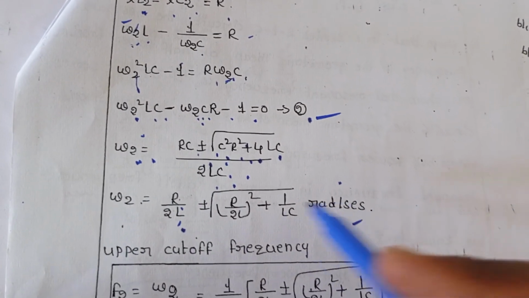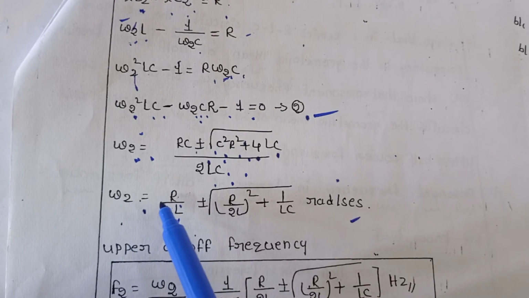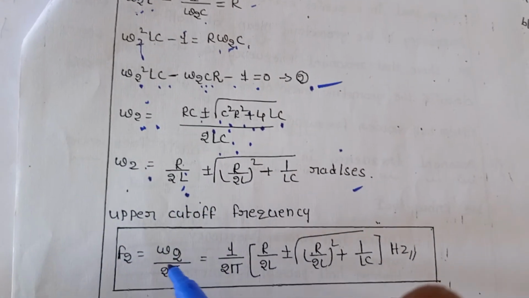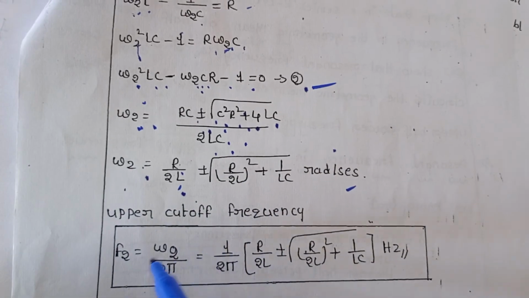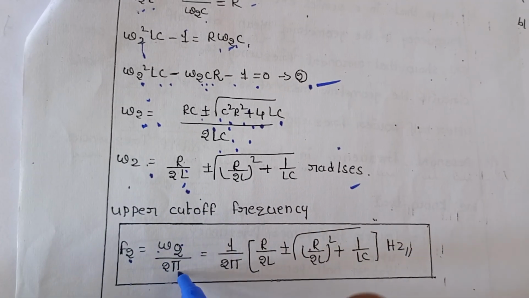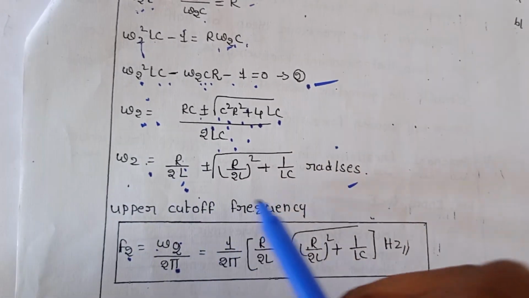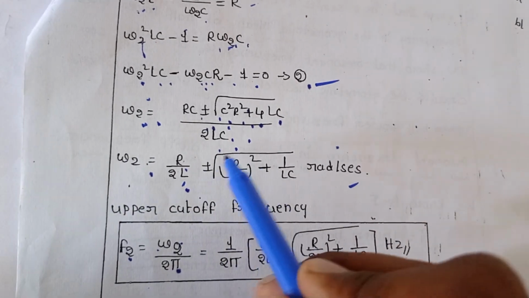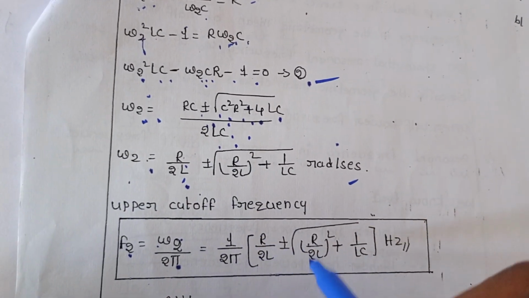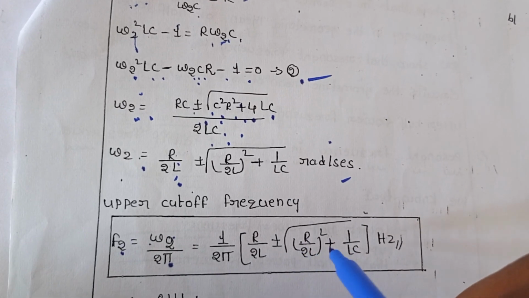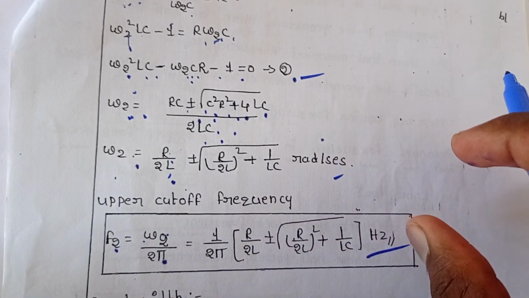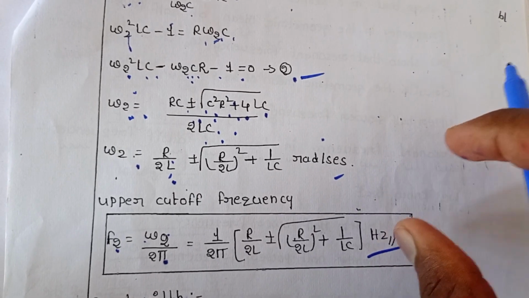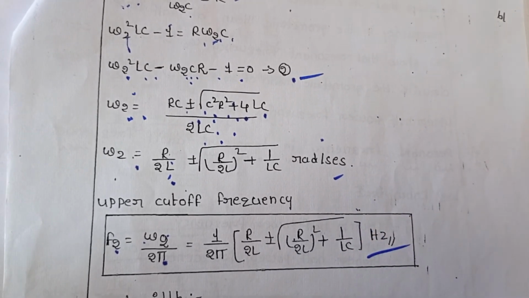Suppose we need to represent this higher cutoff frequency in terms of hertz, then simply divide this equation by 2 pi, that is f2 is equal to omega 2 by 2 pi. Omega 2 is nothing but this, so 1 by 2 pi into R by 2L plus or minus root of R by 2L whole square plus 1 by LC hertz. These are the upper and lower cutoff frequencies. Okay, thank you for watching this video.